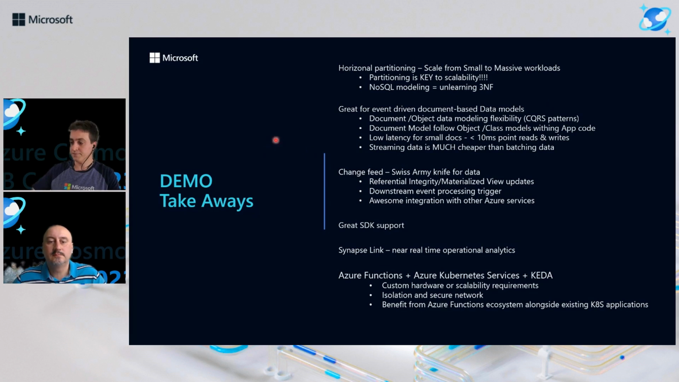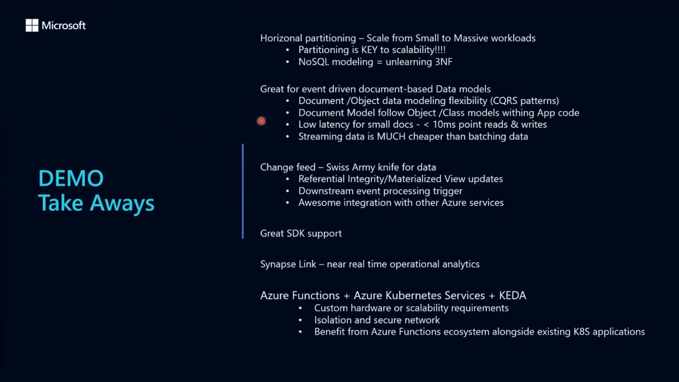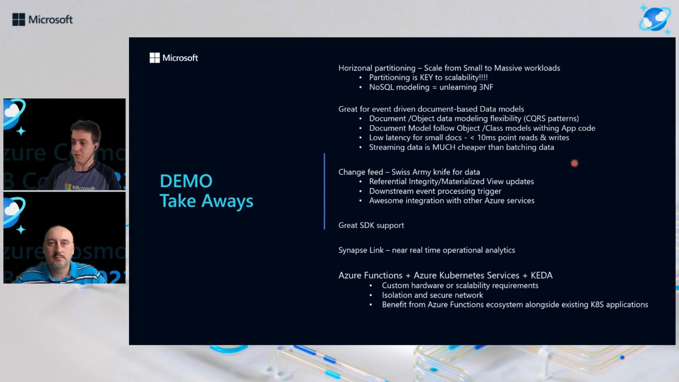We also have a low latency guarantee for small documents for either point read operations or writes. Streaming is also much cheaper than batching, so that's a good thing for our event-driven architecture. As you could see, Azure Cosmos DB change feed is a Swiss Army knife as well, so we could rely on change feed for referential integrity, or even creating materialized views using a CQRS pattern. Or as well, we could use change feed for downstream event processing, as well as integrating with many other Azure services.